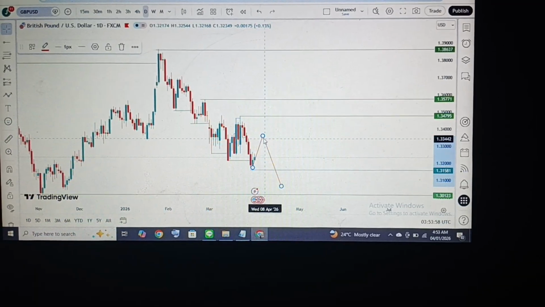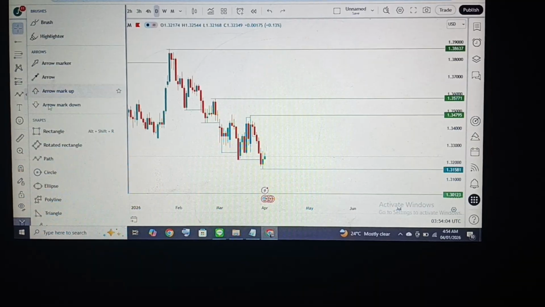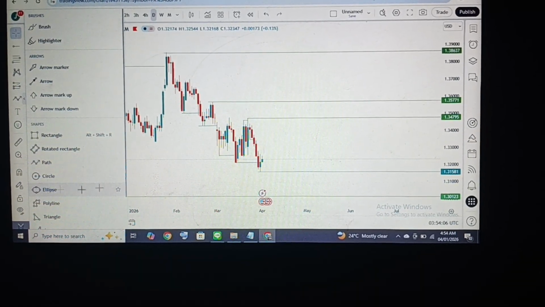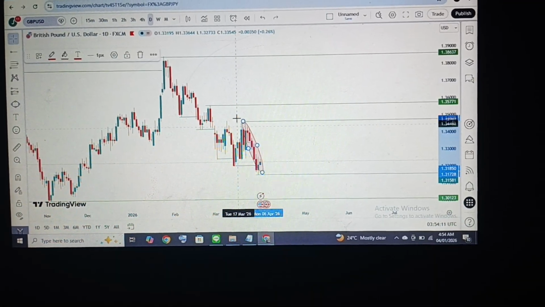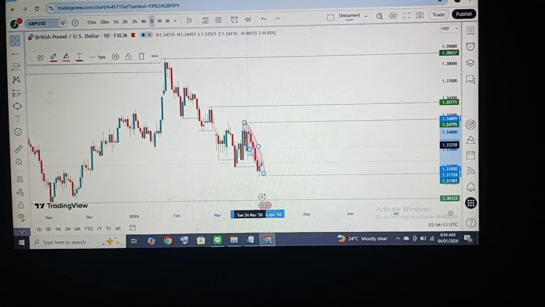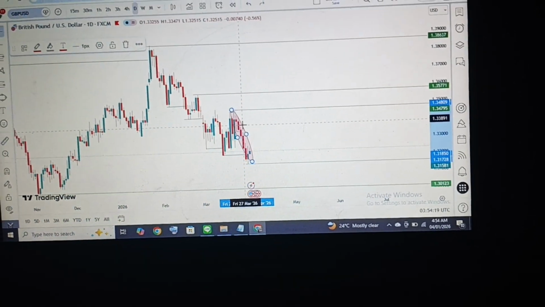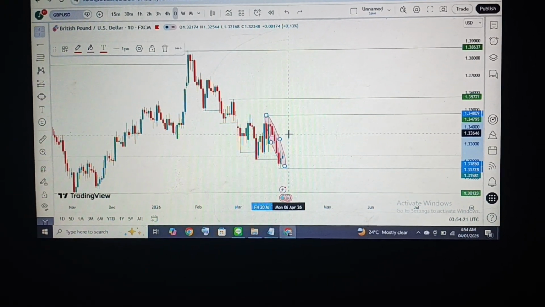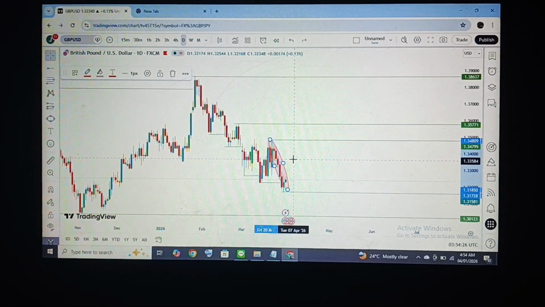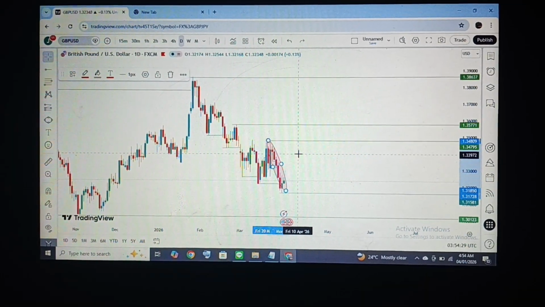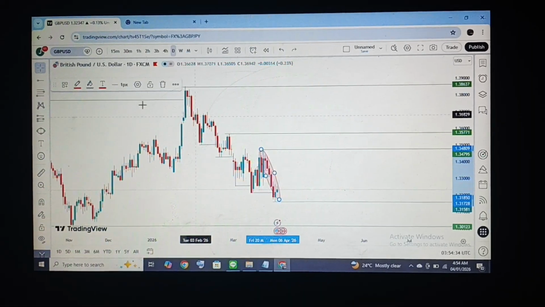So what I want to point out is, I want to closely examine this impulsive leg, this drop. We want to study this leg to pinpoint the exact point, or the level, that I regard as a supply zone, where we're expecting the market to drop. So this is where we should be looking.